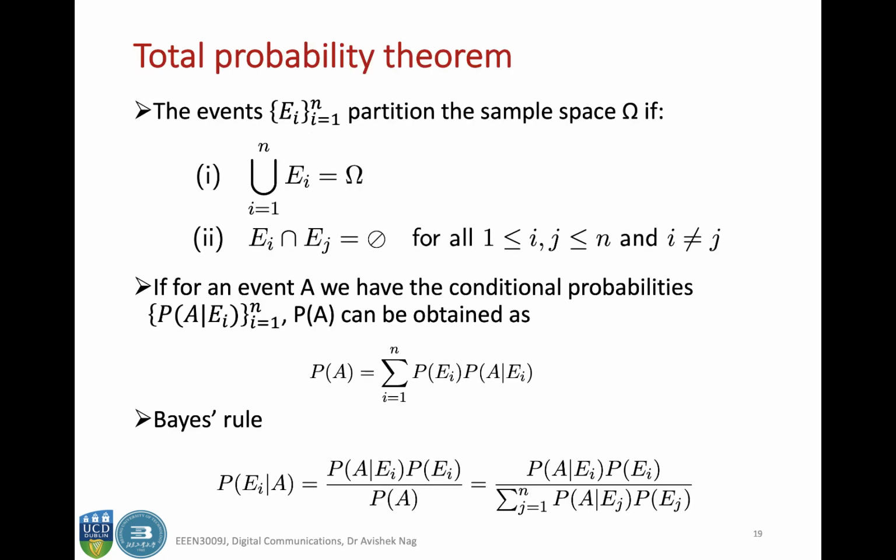This part comes directly from Bayes rule, and then you can write P(A) in the denominator as this expression which we just derived. So this is another form of writing Bayes rule. If you have any event A and then some other events Ei which are related to A, then you can write Bayes rule in this form.